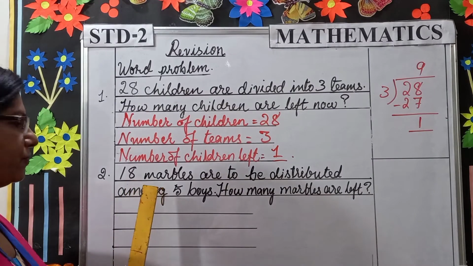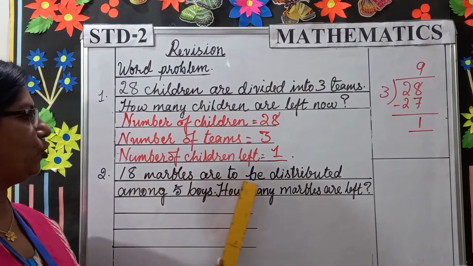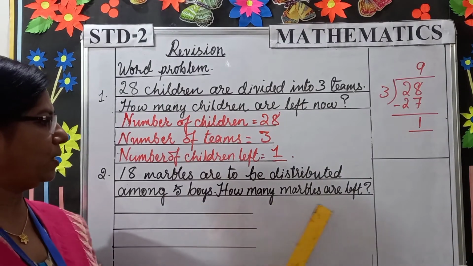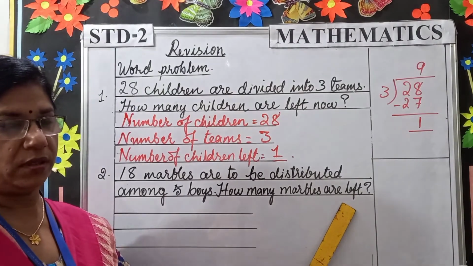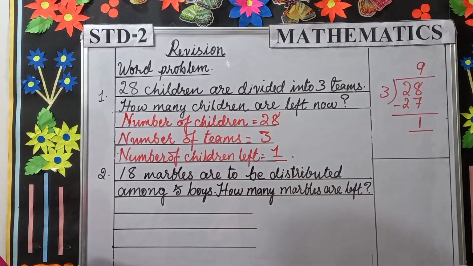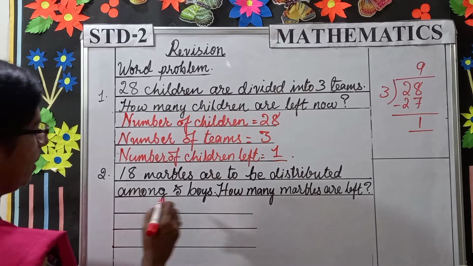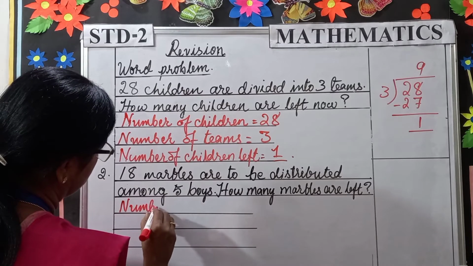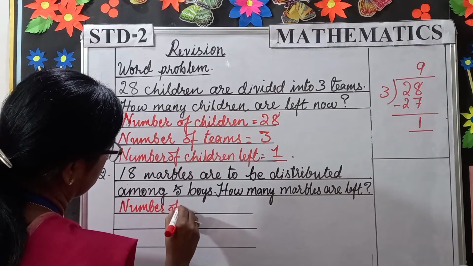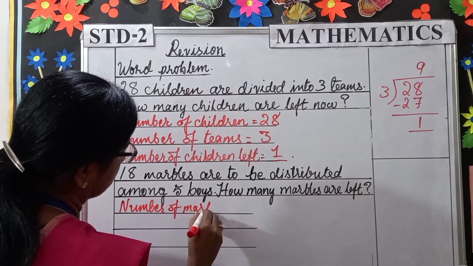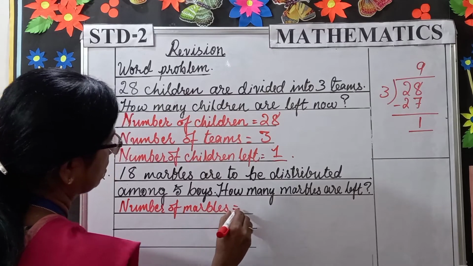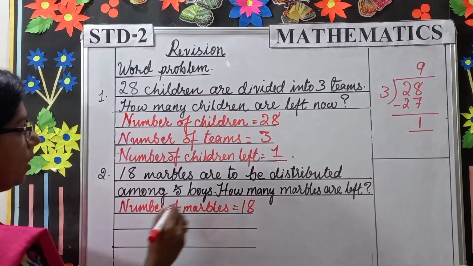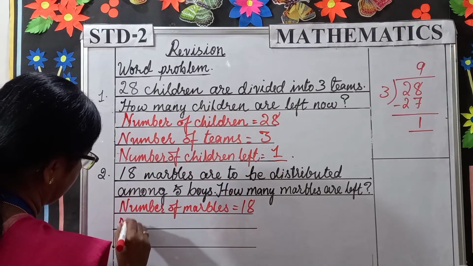Read the question carefully. 18 marbles are to be distributed among 5 boys. How many marbles are left? Here also you have to write the statements. Number of marbles is equal to 18. Now, number of boys.